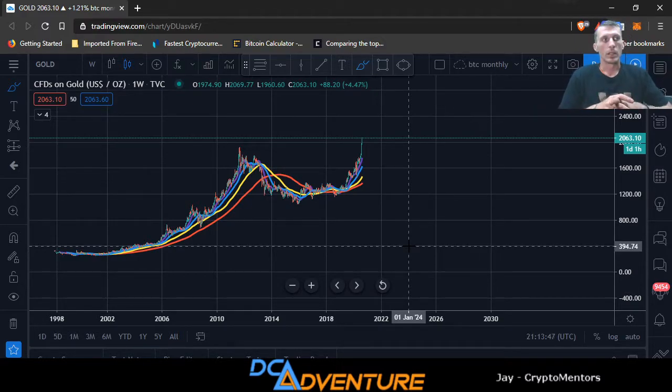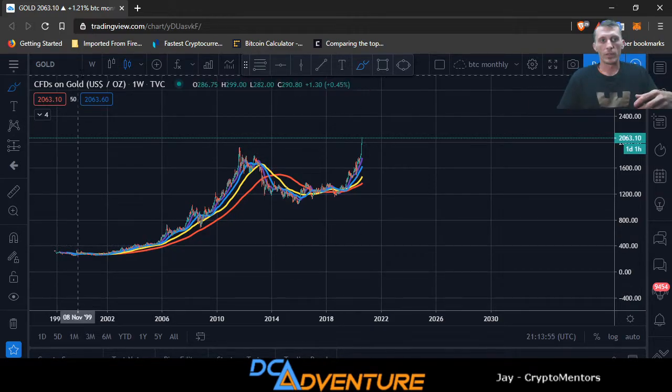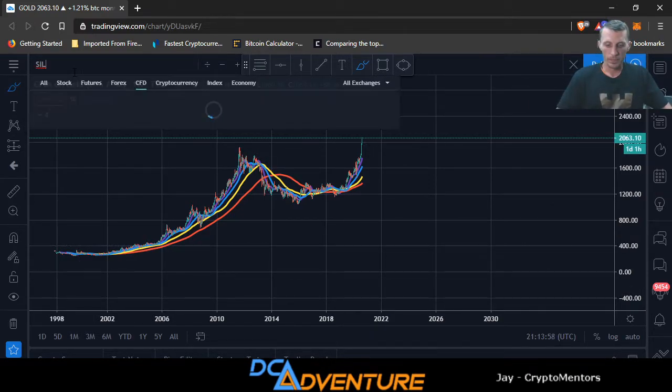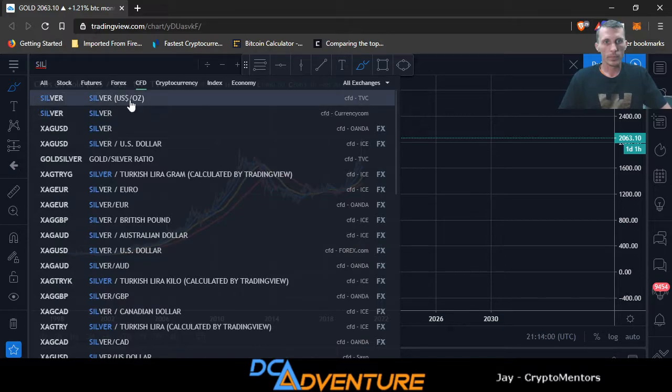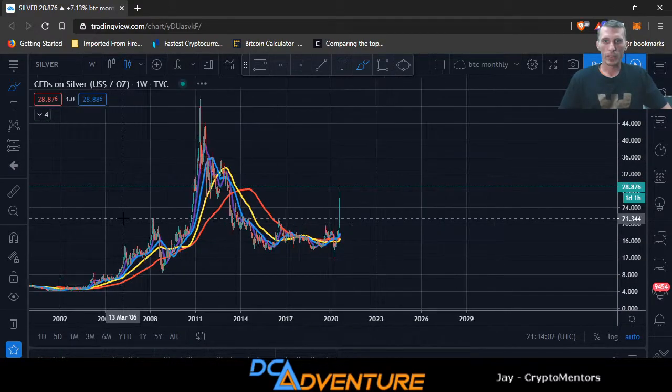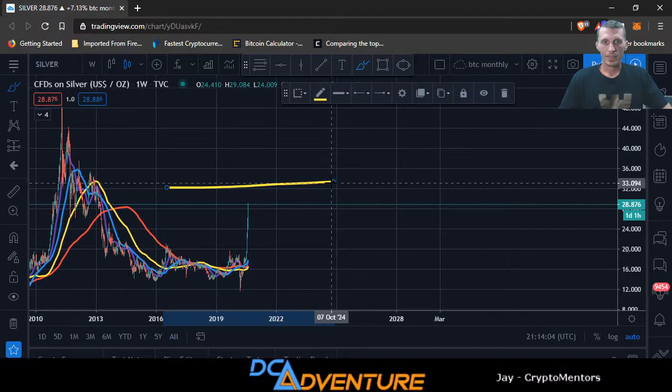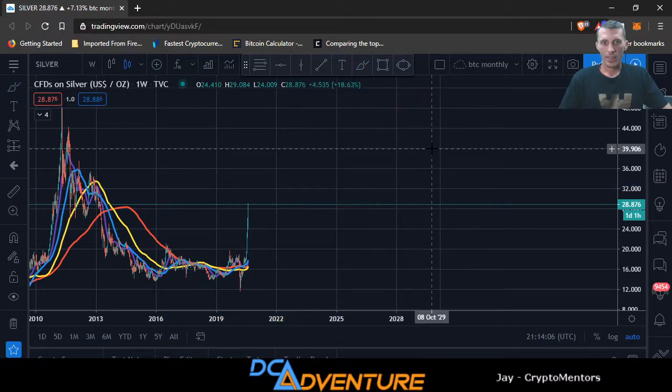Who knows? I do buy physical gold and buy physical silver. I have a big chunk around my wrist right now. We might as well just click over on the silver and see what it's doing. Holy crap! Wow, that is awesome.